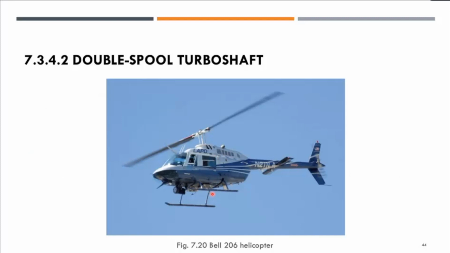So this is the Bell 206 helicopter. This is a Los Angeles Police Department helicopter, right? So it is basically using a double spool turboshaft engine.